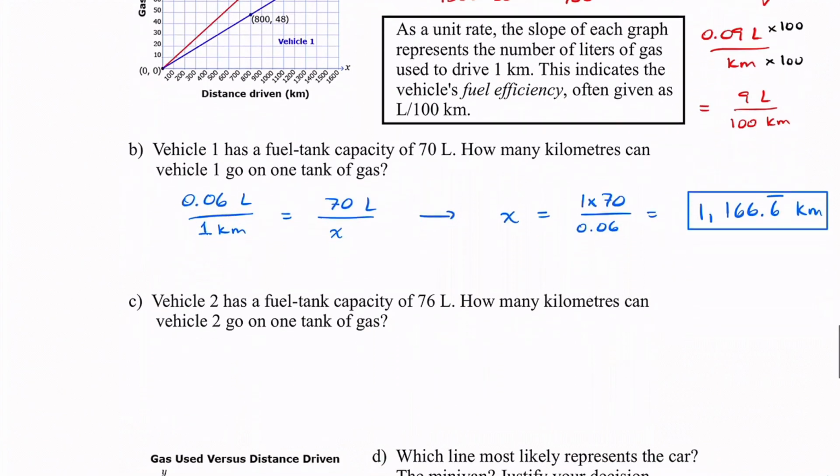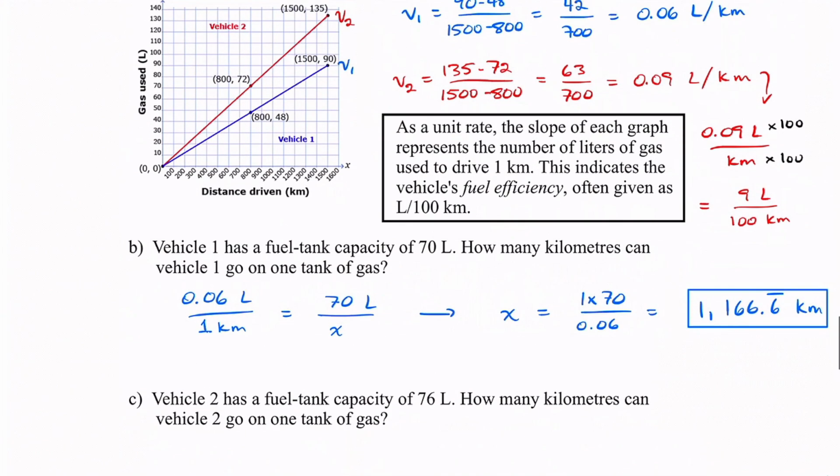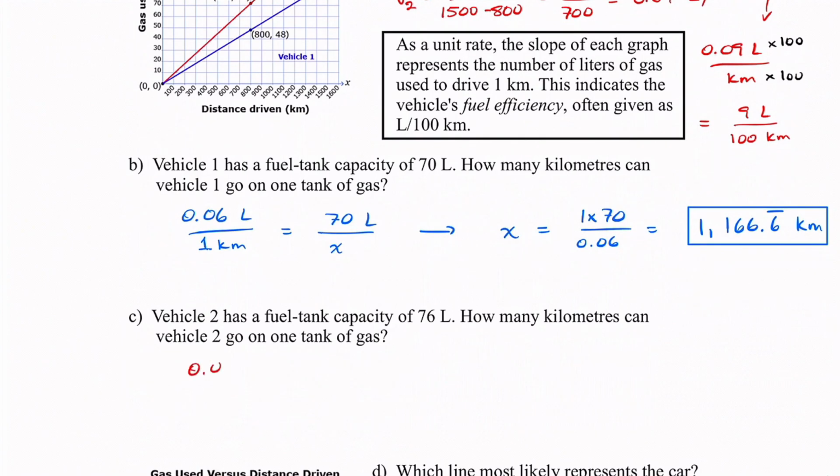Part C asks the same question, but now it refers to vehicle 2. So for vehicle 2 up top, that was 0.09 liters per kilometer. So I'm just going to write that down here, 0.09 liters per kilometer. And I'm just going to put a 1 in here, so 1 kilometer. And we want to figure out now if we had a 76 liter tank. So I'm going to have to put 76 liters up in the numerator, again because this had liters in the numerator. We always have to have matching units. And then we can put an X down in the bottom.